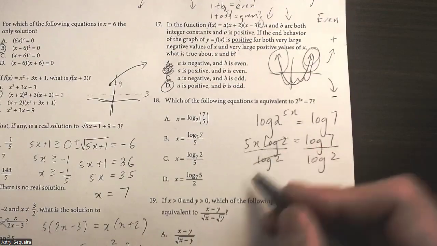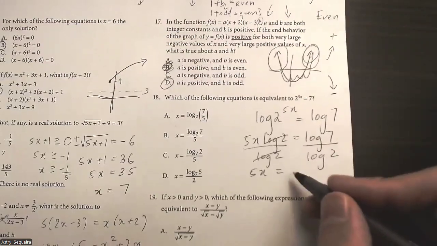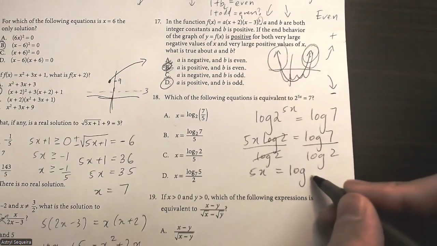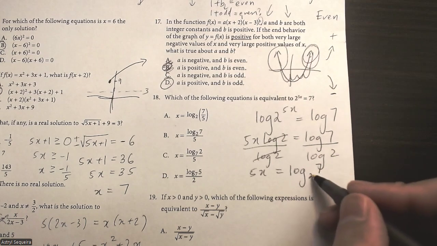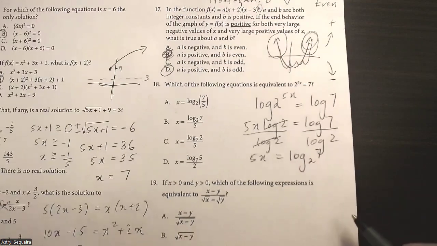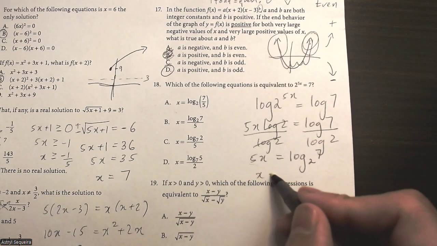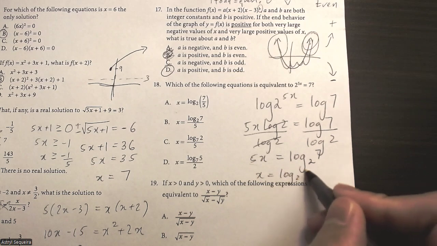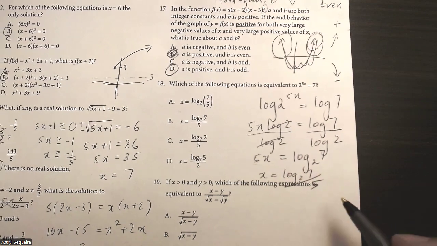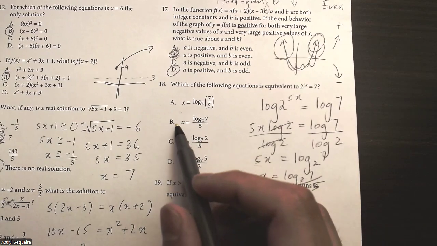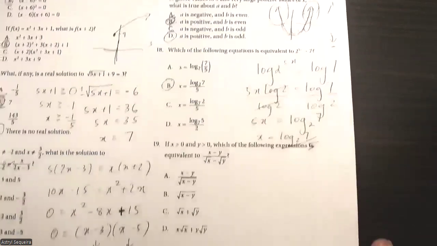On this side, it cancels out, so I just have 5x. And on this side, we can simplify this with our change of base rule. It's just going to be log base 2 of 7. The log on the bottom just goes to the base right there. Then last step, we just divide by the 5 on the other side. So x equals log base 2 of 7 divided by 5, which the right answer for this one is part B.